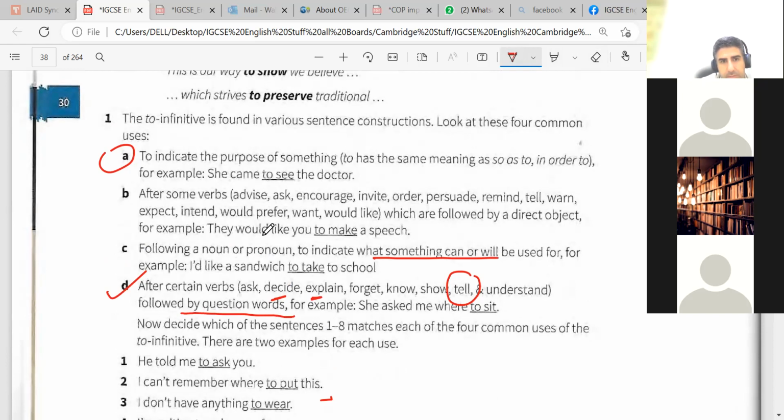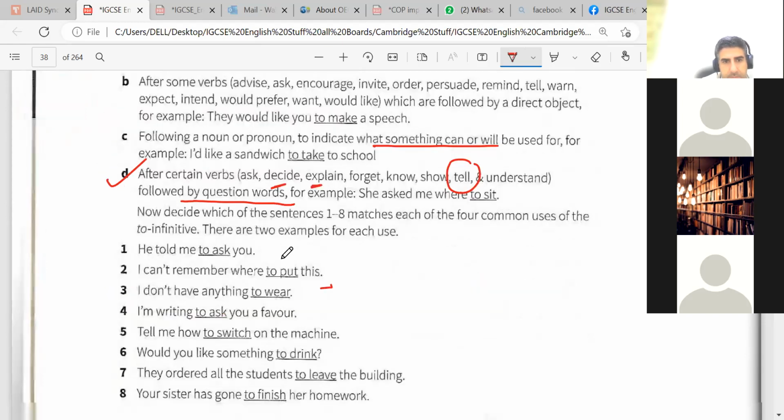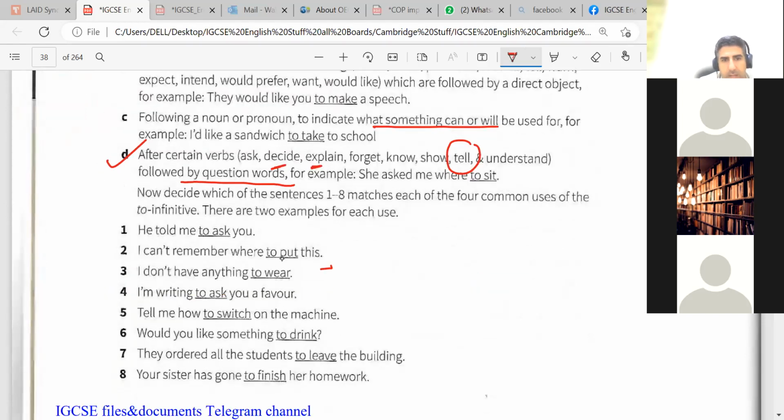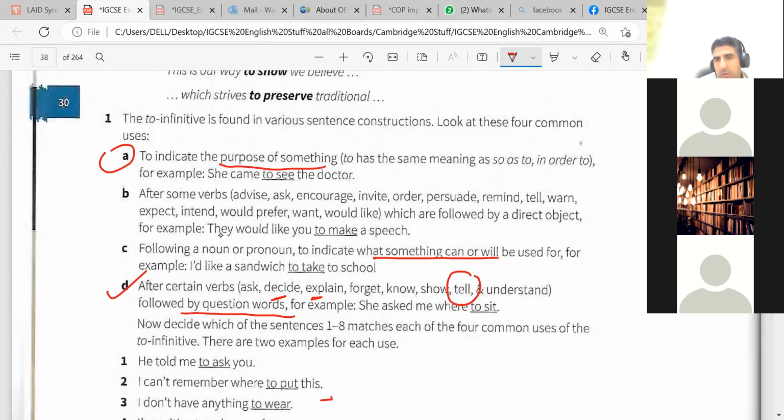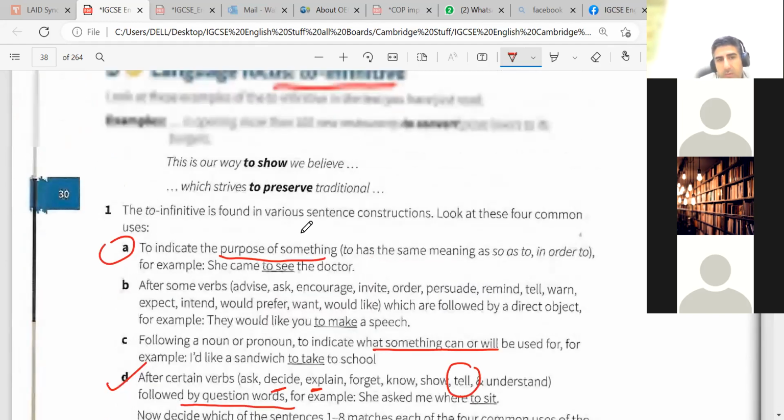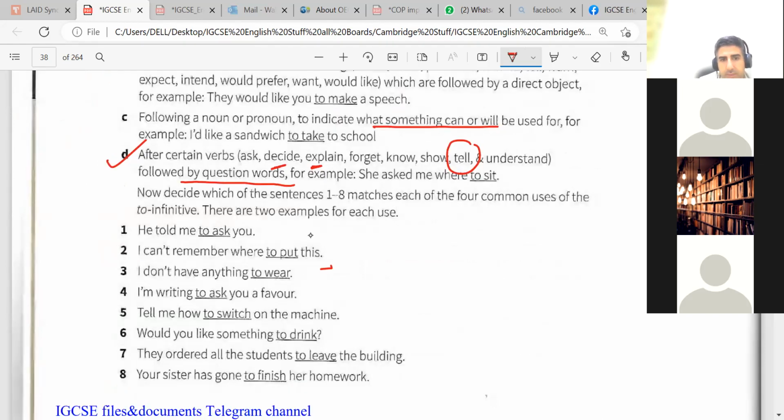B. If I ask you here, why are you writing? You can say to ask you a favor. So here you should say A, purpose, the purpose of something. Why are you writing? To ask you a favor. I need your help. So this one, A.